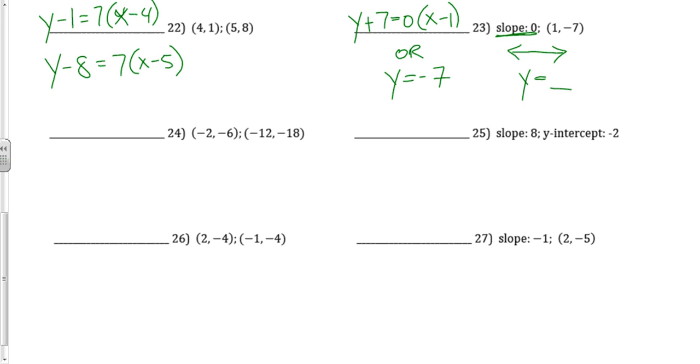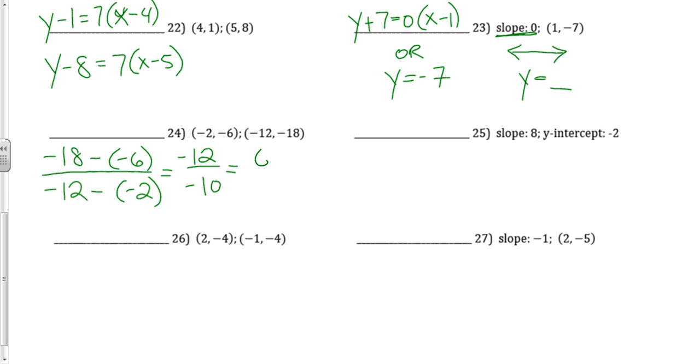Number 24, we're going to start by finding the slope, which gives us a slope of 6/5. Let's work this one out really quick just so you can see it. -18 minus -6. The reason I'm working this one out is because there's a lot of negatives involved. It's important to watch your negatives, pay close attention. Make sure if you have a double negative, you are adding. So you end up with -12 over -10. Simplify that to get 6/5.